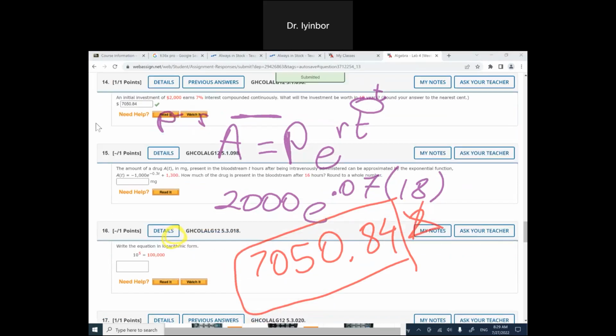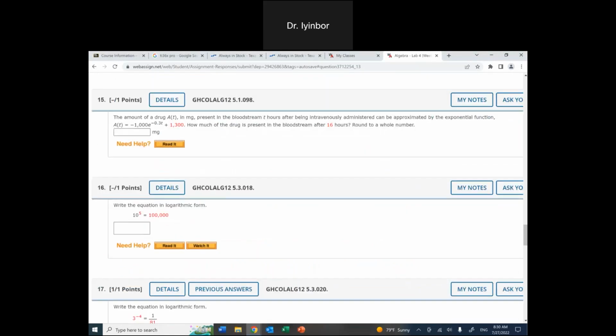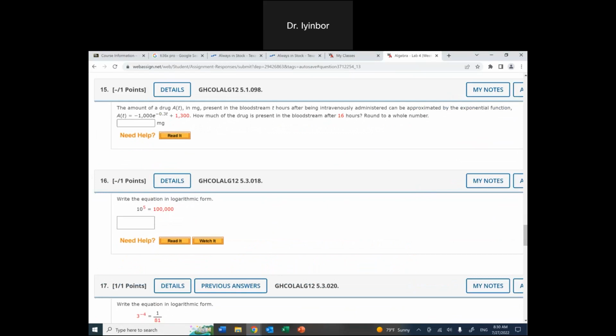So going to the next one, number 15. So number 15, you're also going to use calculator to plug it in. And this is pretty much the same question we have in the handout. So I explained that last time in class. So what you need to do here, just replace the time with 16 hours. So in this formula, this is the formula you're going to use, and use your calculator to plug it in. And you replace this t here next to the 0.3. You're going to plug it in, replace it with 16.